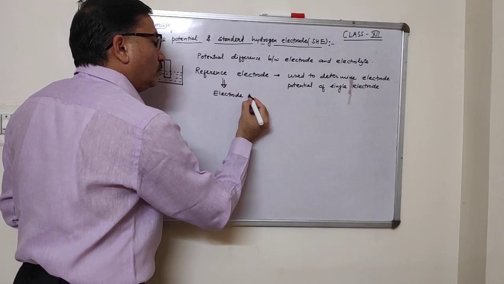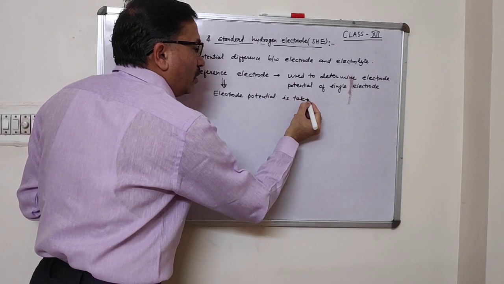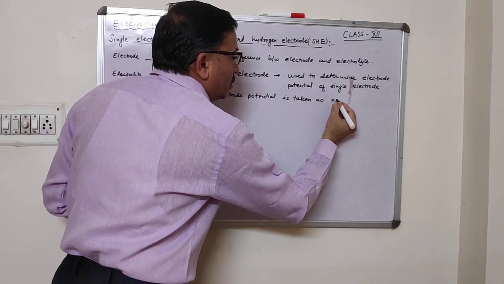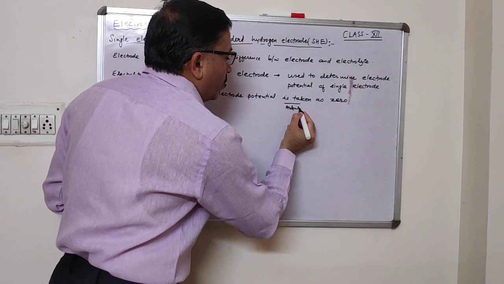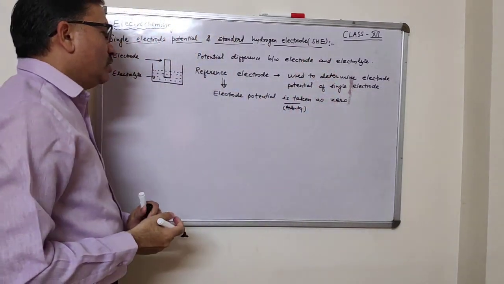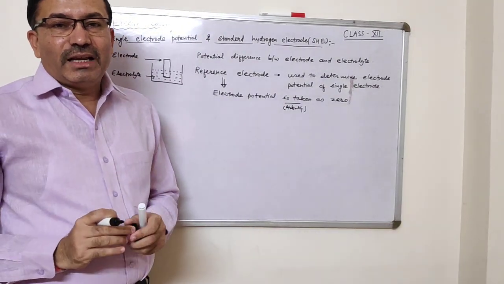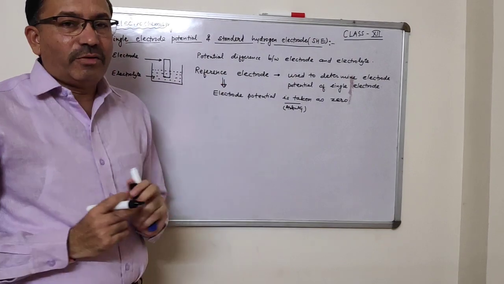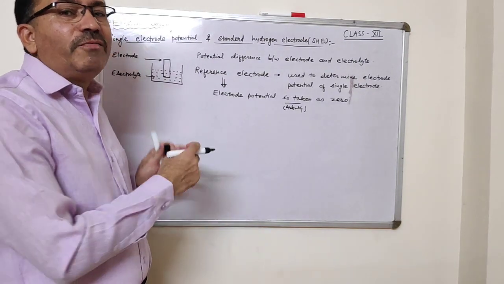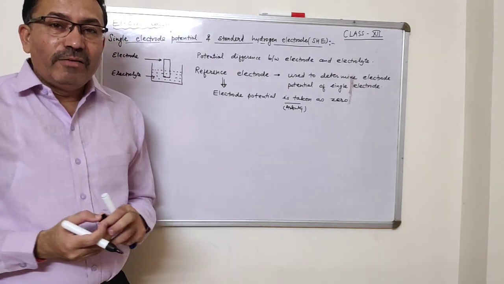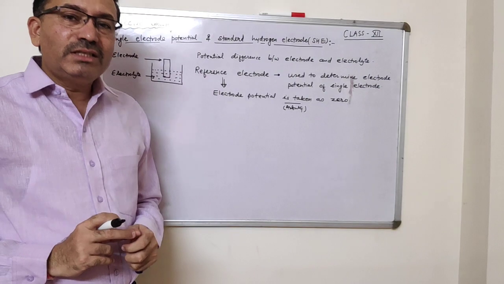And the important thing for this reference electrode is that its electrode potential is taken as 0, arbitrarily. Now we construct an electrochemical cell using one electrode and the reference electrode. The reference electrode's potential is taken as 0, so whatever deflection we get in the voltmeter or galvanometer will be due to the other electrode.